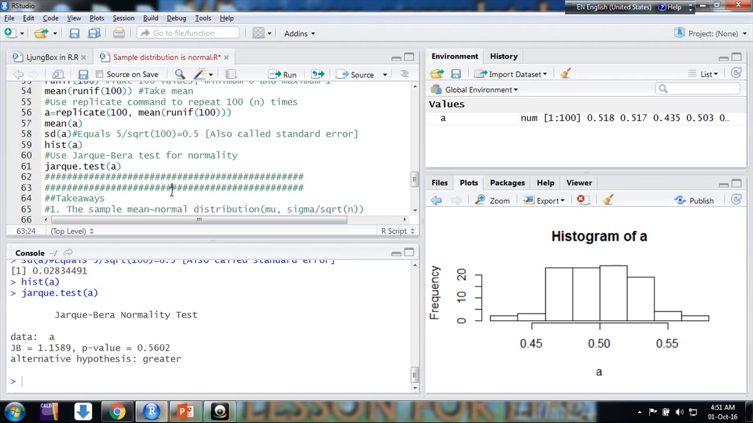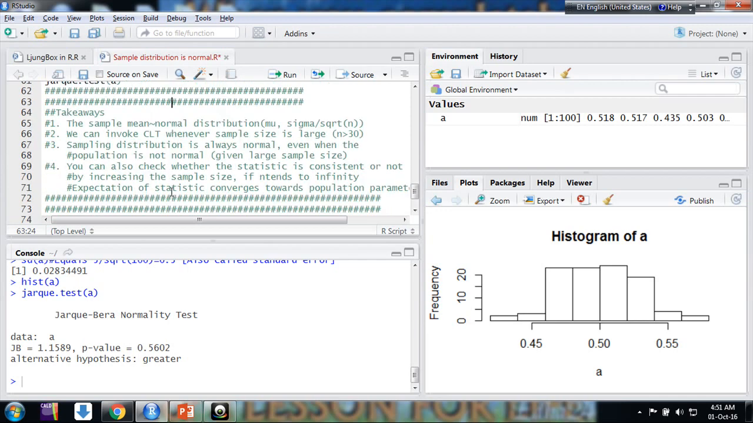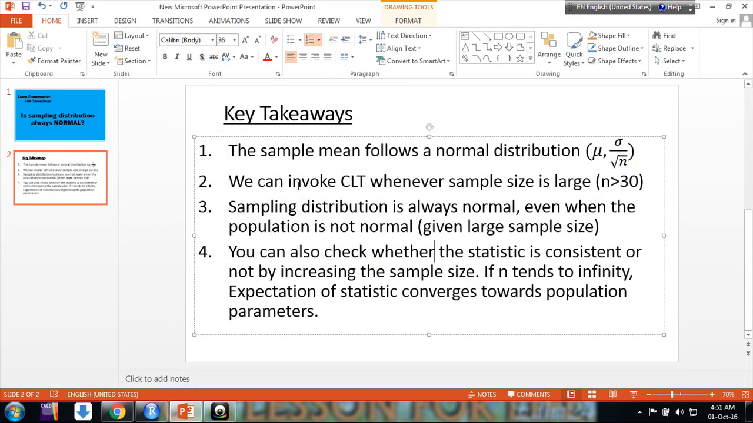So overall, friends, the key takeaway from this video is that the sample mean follows a normal distribution with the population mean, and its standard deviation would be the population standard deviation divided by the square root of the sample size. Whenever we have a sample size of more than 30, we can invoke the CLT and say the sampling distribution follows a normal distribution, no matter which distribution it is coming from.